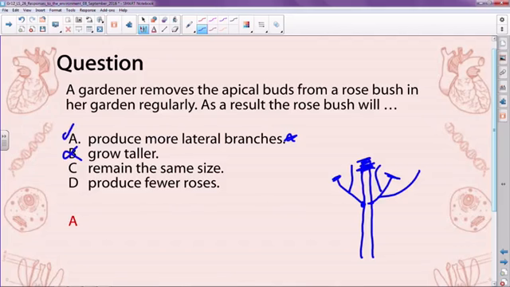Next one, remains the same size. It won't. It's going to get bigger and fatter. And then lastly, produces fewer flowers. Rubbish. Okay, remember, all it does, we cut it, we prune it down, so we don't waste all of those places. We can use more energy on the flowers to look pretty, so it'll produce a lot more flowers.